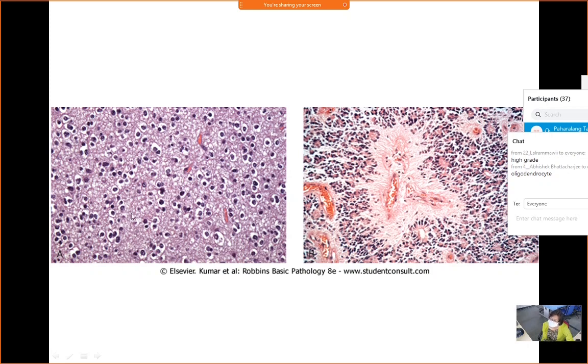What tumor will this be called? What glioma will this be called? Oligodendroglioma. Very good. Okay. Now, this tumor we have not spoken about, but this is another glioma.